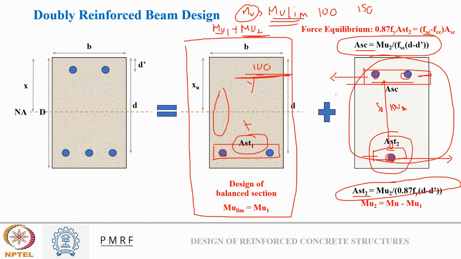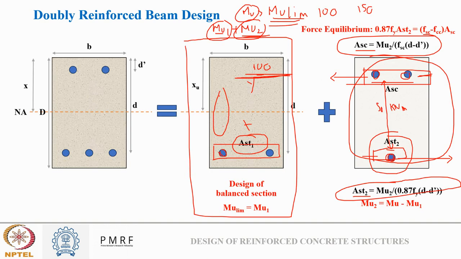Yes, sir. Okay, so this couple that is created by the compression steel and the tension steel will resist the extra moment acting on the steel, and the first limiting moment part will be resisted by concrete and steel together as a singly reinforced beam. Okay, so let's see a numerical now.